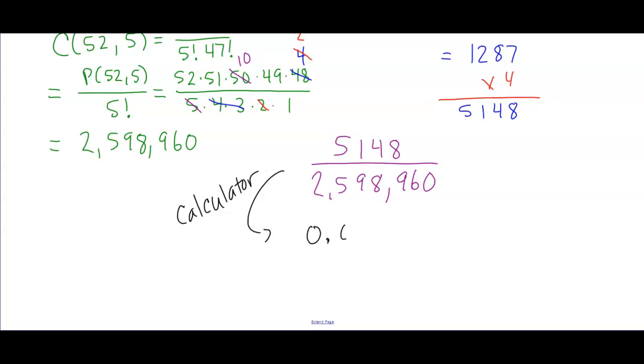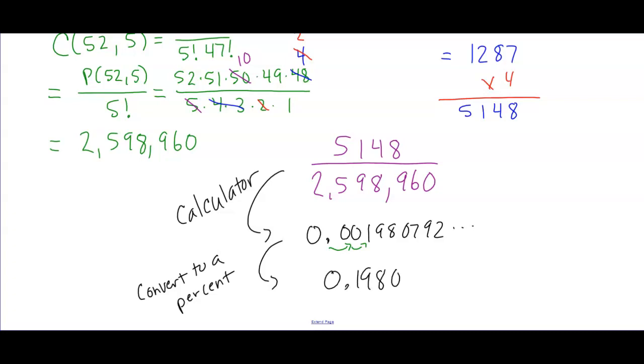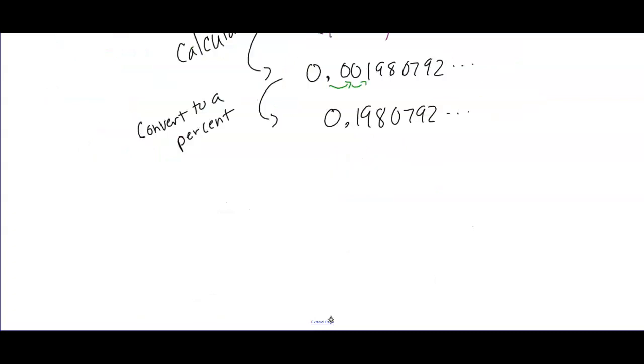So in the calculator you get 0.001980792, etc. The problem is that's a decimal, not a percent. So then you have to convert to a percent. Remember how this goes. Converting to a percent is really just a matter of moving the decimal point 2 places. So if you move that decimal point 2 places over this way, you're going to get 0.1980792, etc. And we were going to be rounding to the nearest 100th of a percent, so now you have to round this to 2 decimal places, and we get 0.20%.